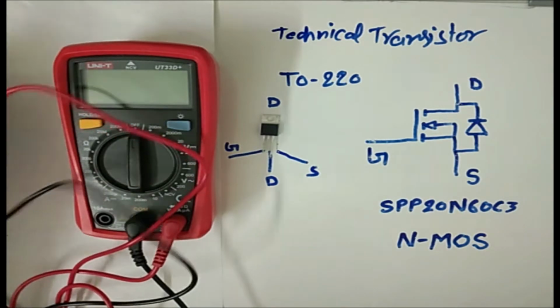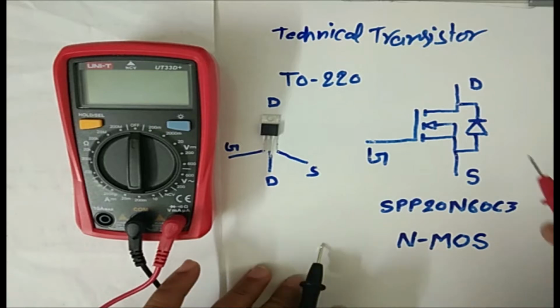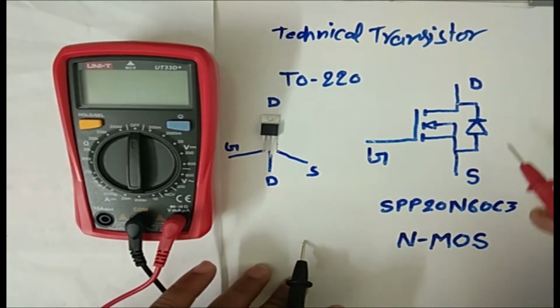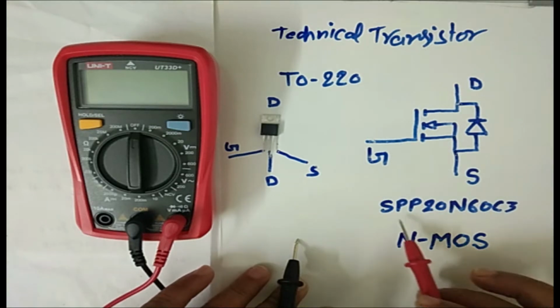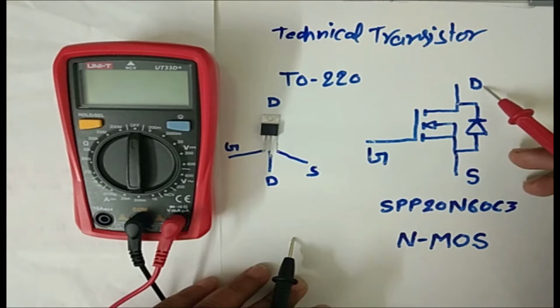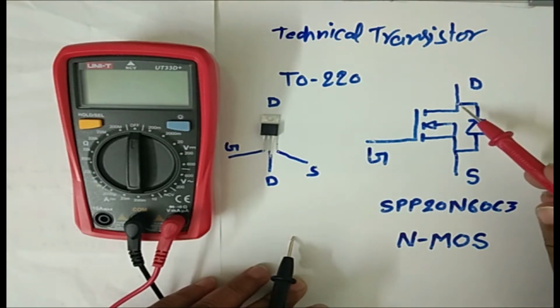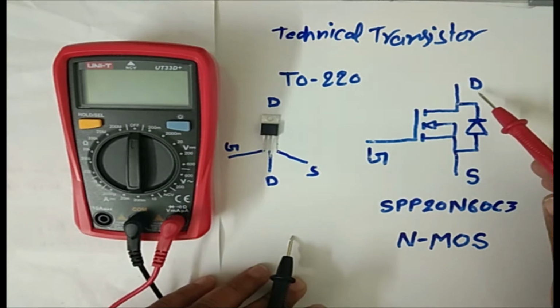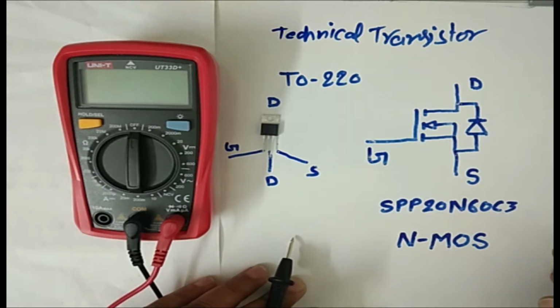Today's topic is how to check and test the MOSFET. So you can see here, this is the symbol of an enhancement N-channel MOSFET. This is the part number of this MOSFET, and this is drain, this is source, and this is gate. And you can see there is one diode between the drain and source, and this diode is called the body diode.